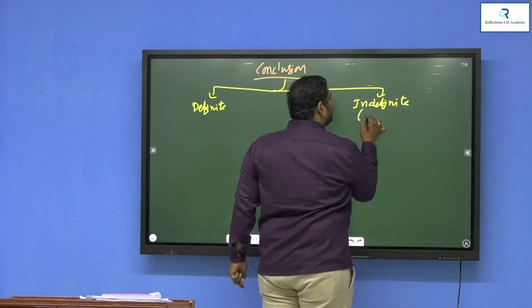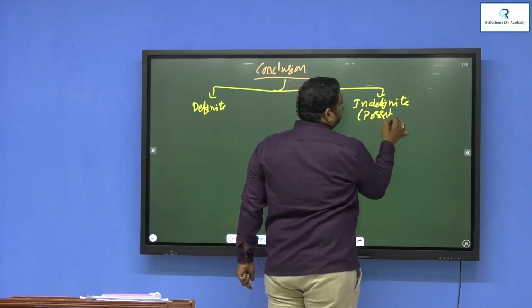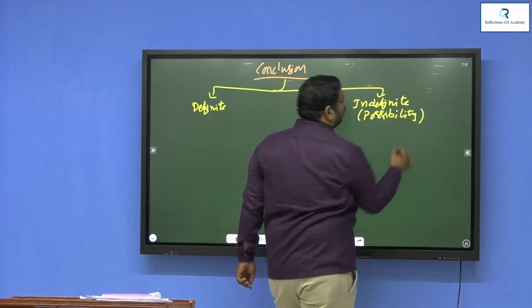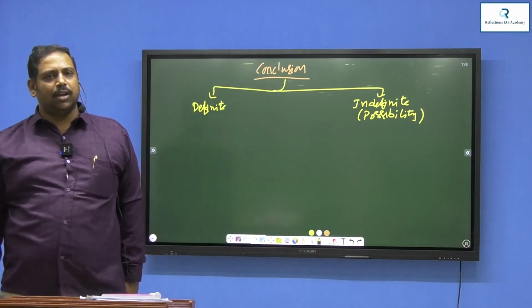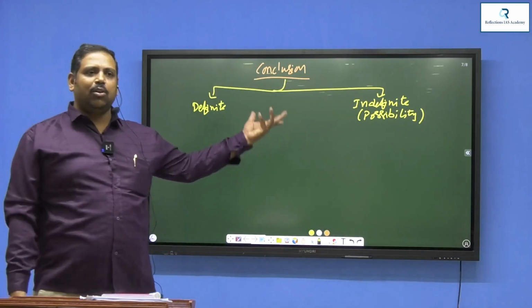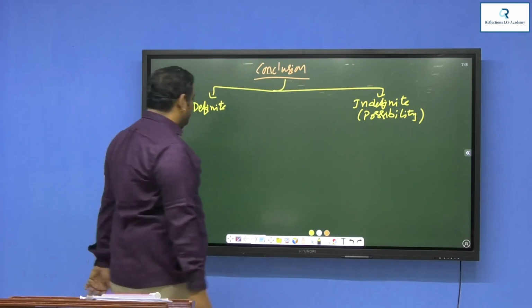Indefinite means possibility. Don't ask me the spellings. I'll write two extraordinary statements. Spellings. Okay, possibility. Okay, is this correct? Possibility? Oh, luckily I got it. Come on, have you developed it?